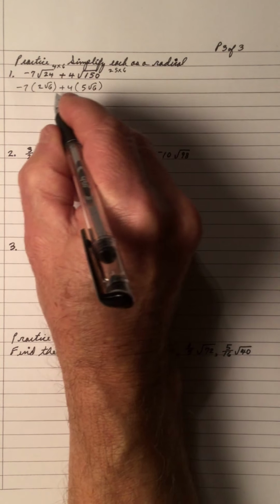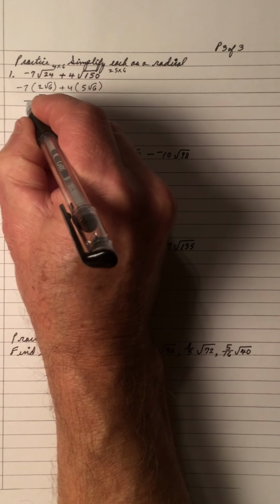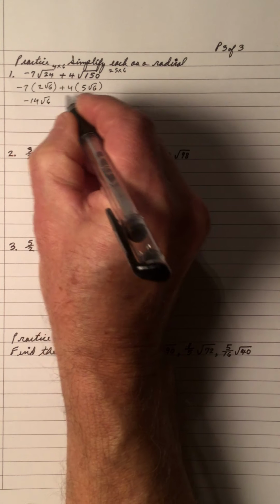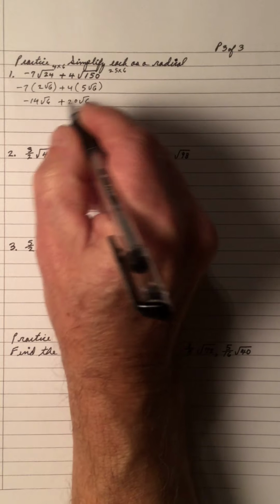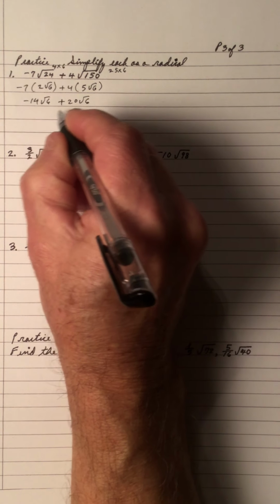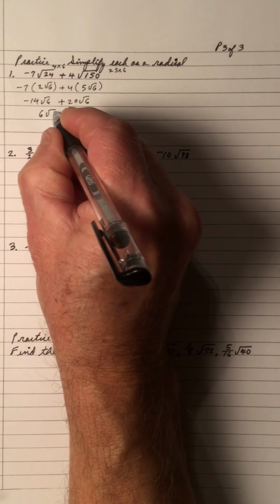So I multiply before I add. So negative 14 root 6. 4 times 5 is 20 root 6. I have like radicals. Negative 14 and 20 is 6 with a root 6.